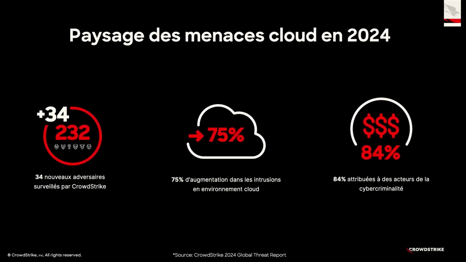In order to give you a little background, there is the global threat report. This is going to illustrate what we do. We have added since last year 34 new adversaries, compared to last year's 232. We're not going to talk about all of them today, but we will talk about the ones that are very specific to the cloud attacks.